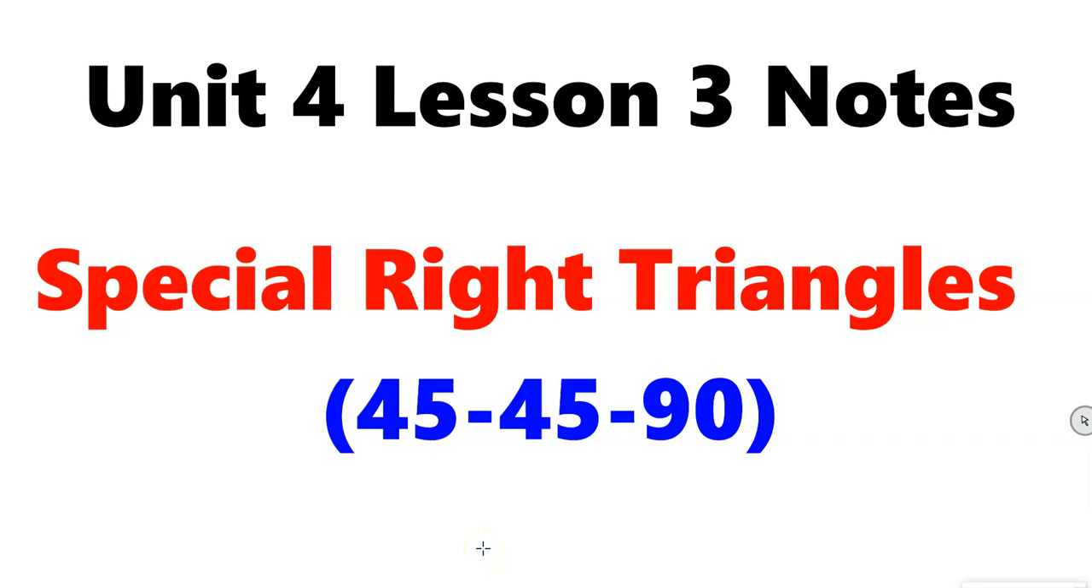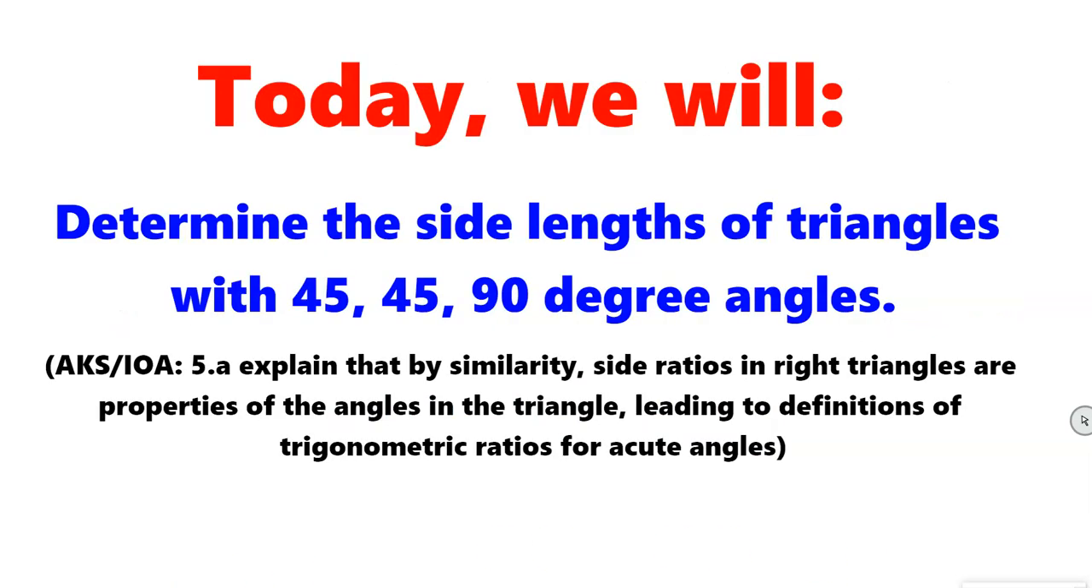So in this video today, we're going to talk about special right triangles, and we're going to start with the 45, 45, 90 triangle. We're going to determine the side lengths of the triangles with the 45, 45, 90 degree angles. We are doing AKS-IOA 5A, where we are explaining that by similarity, side ratios in right triangles are properties of the angles, and the triangles lead to the definitions of trigonometric ratios for acute angles.